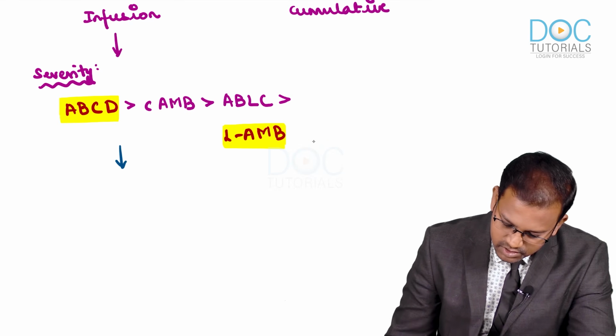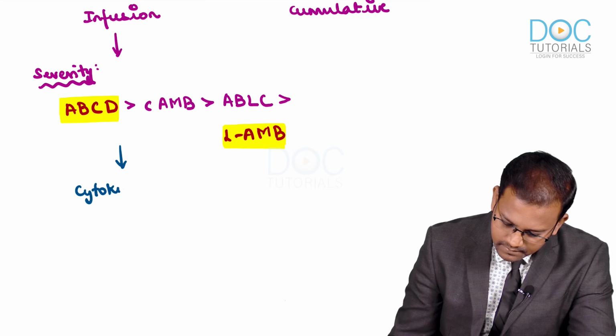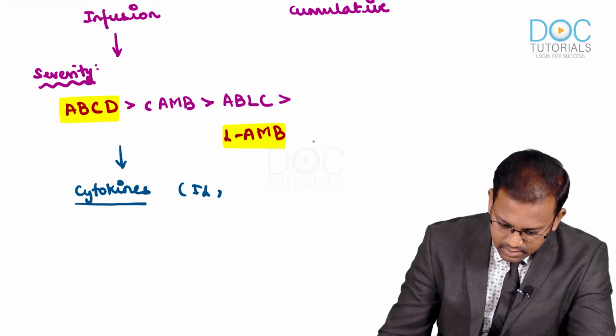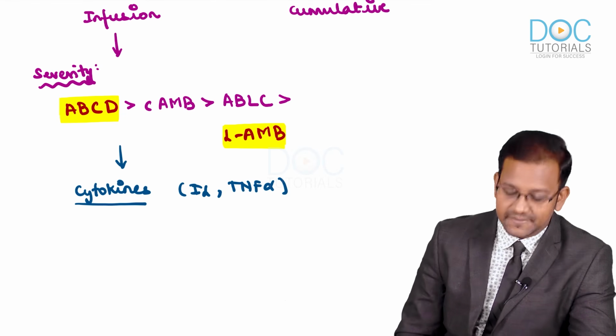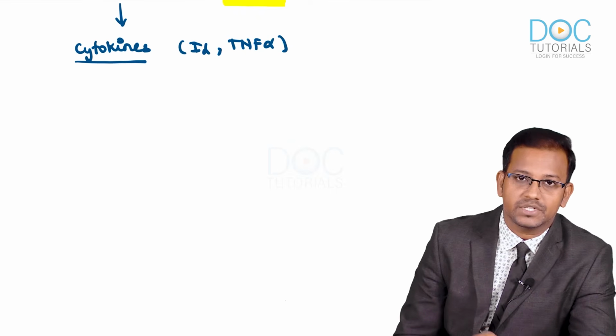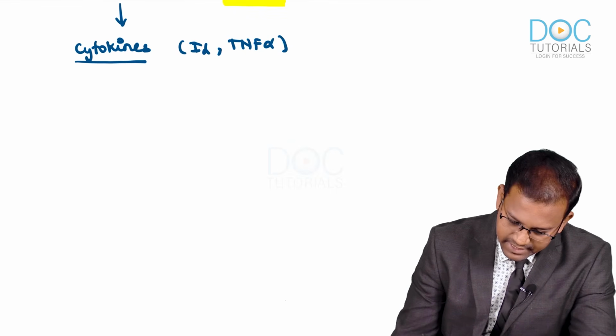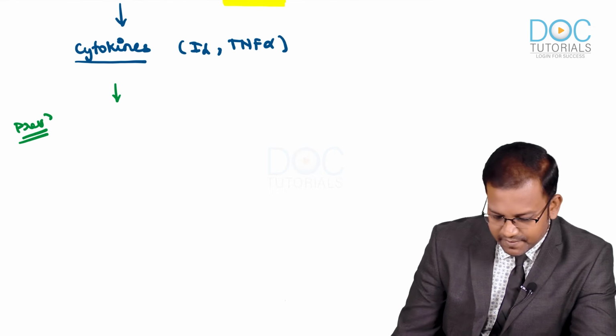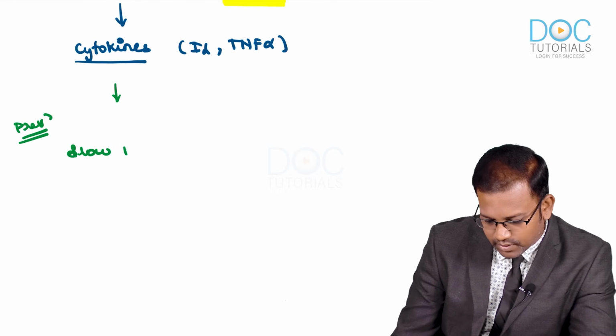And why are these reactions seen, guys? Because of the release of cytokines, interleukins, TNF alpha. Because of these different cytokines, there might be development of infusion related reactions. How can we prevent it? We have to administer at a slow infusion rate.